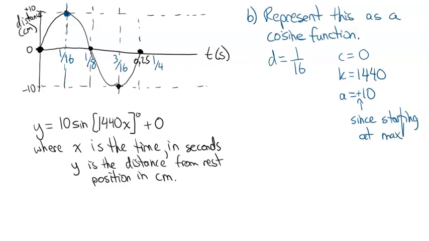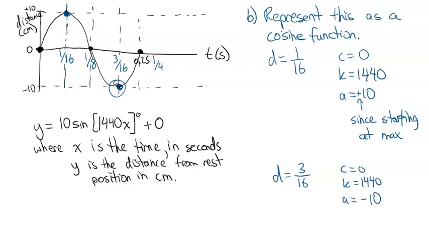If instead we had shifted it over to this point, which is a minimum, then we'd be starting at a minimum. So that would give me another situation. I could have d equals 3/16 if I went to the minimum. But in that case, you'd have c and k being the same, but you'd actually have the a value that would be negative because of that minimum.